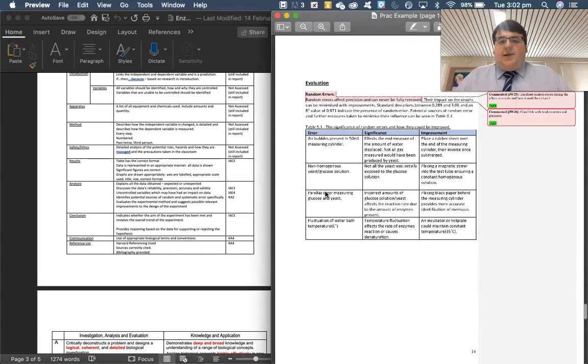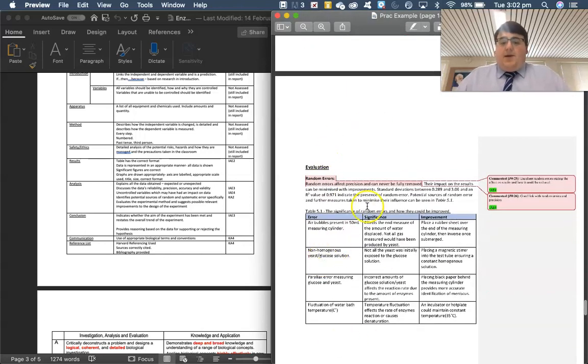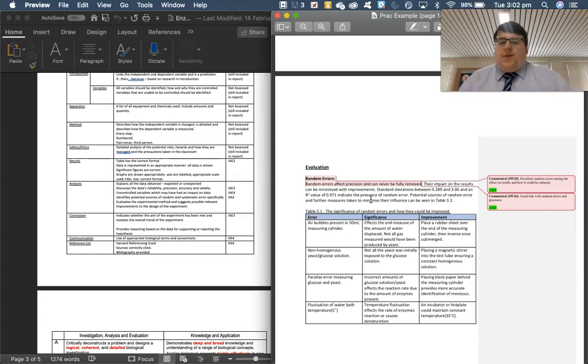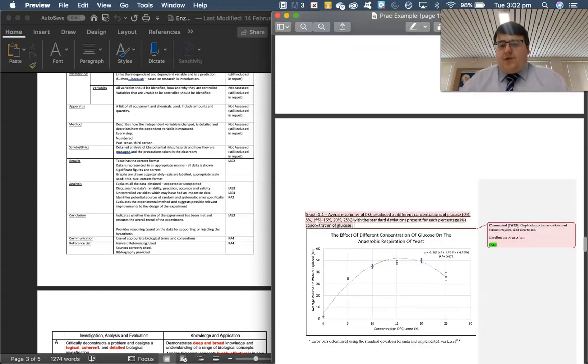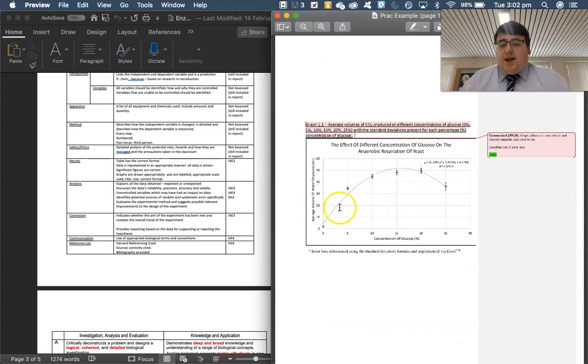Random errors, on the other hand, and I think that student's random errors are up here. Okay, random errors are generally to do with human error. So, for example, this student has talked about parallax error, so looking at eye level when they're measuring concentrations, fluctuation of water bath temperatures, and air bubbles being present. These are errors that are affecting one data point on the graph. If we looked at the back of these results over here, a systematic error would have moved the whole curve up or down. A random error would have moved one of these data points up or down.